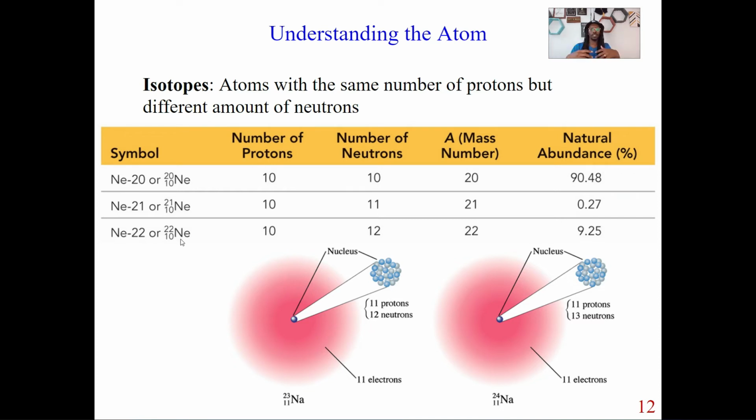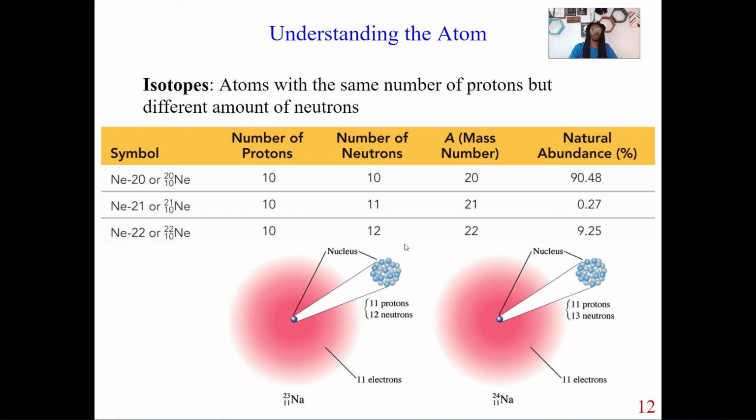So what we understand is neon is always going to have 10 protons. That's not going to change. But each element has a certain number of isotopes. So in this case, neon has 3 isotopes. And once again, isotopes are just the same number of protons, different amount of neutrons. And we can look at this other example too. Sodium: we can see sodium-23 and sodium-24. The only difference is how many neutrons it has.